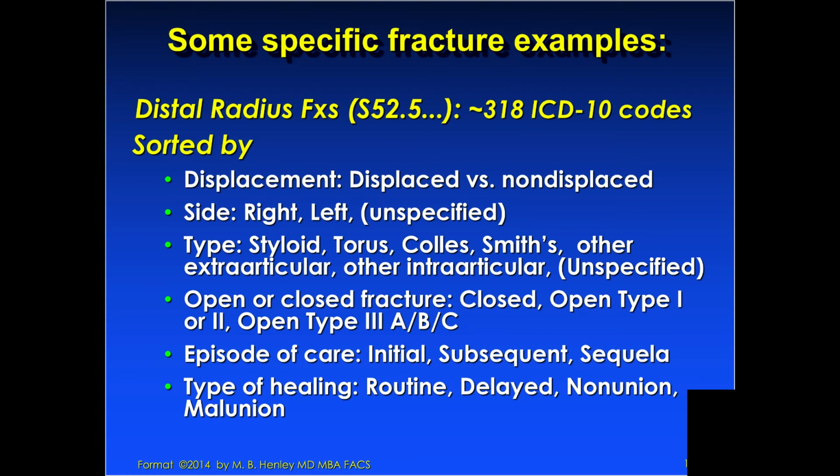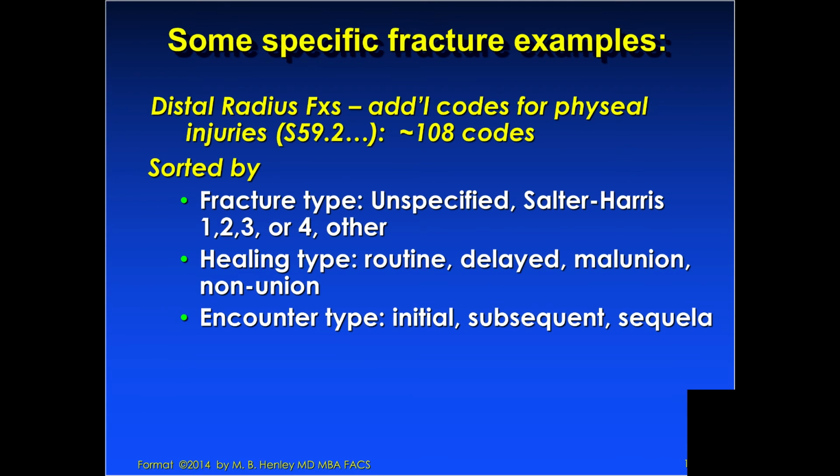So let's see some more on specific fracture examples. Distal radius fractures, there are 318 codes for distal radius fractures, and they're sorted by whether they're displaced or non-displaced, right and left. The type of fracture has to be specified, whether it's styloid, in the kids torus, Smith's, Colles, whether it's open or closed and how open it is, the episode of care, and the type of healing. And there are 108 codes for physeal injuries for kids. Again, it's specified by whether it's a Salter-Harris 1, 2, 3, 4, or other, the higher Salter-Harris classifications, the type of healing, and the encounter type.